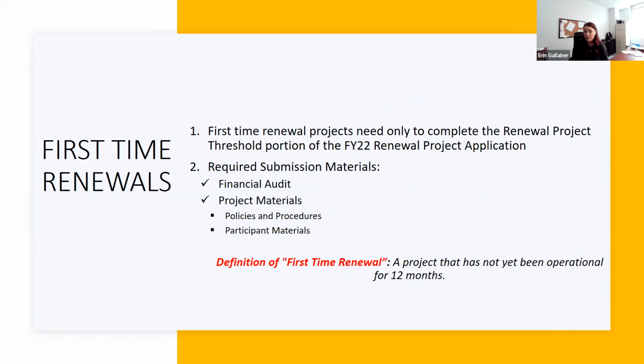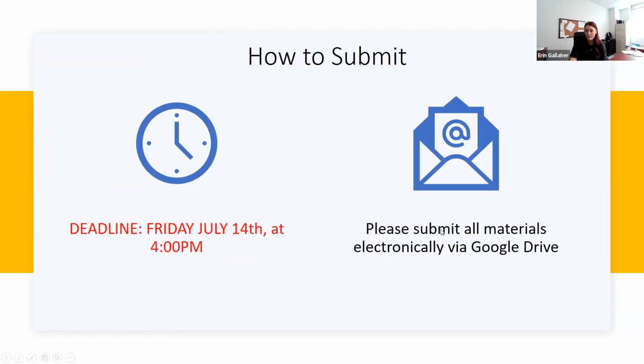For first-time renewals, you do still have to submit some information, but you are not required to complete the performance portion of the application because you have not been in operation for a full 12 months, so you will not have a full APR. You still need to submit project materials and answer the compliance and threshold portion of the application for those projects in particular.